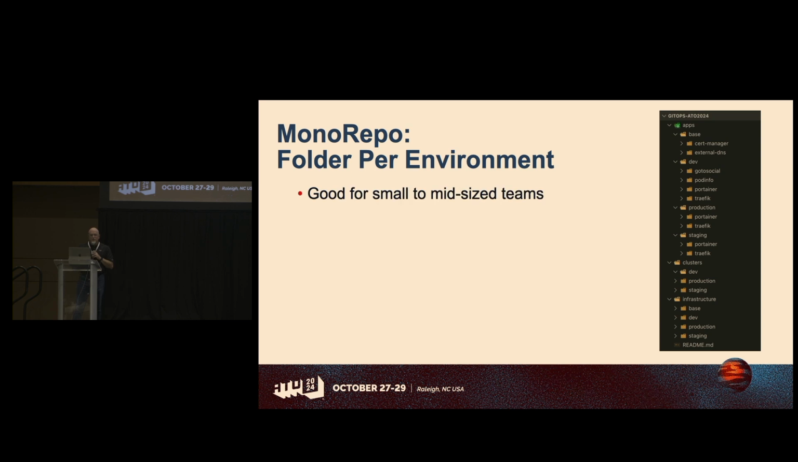So this is really good for small and mid-sized teams that aren't managing a super complicated cluster. Maybe it's your own team's cluster that you're working within. It becomes really easy for teams to grok what's going on because they can see all the config in one place. It's all right there. By looking at the production folder, you can see what's deployed to production and exactly how it's configured, et cetera.